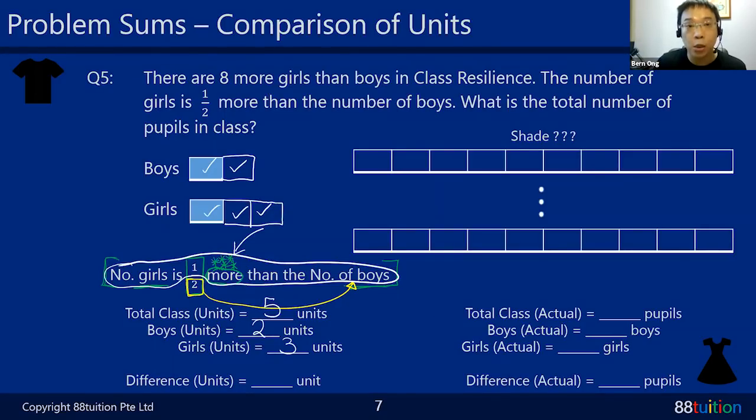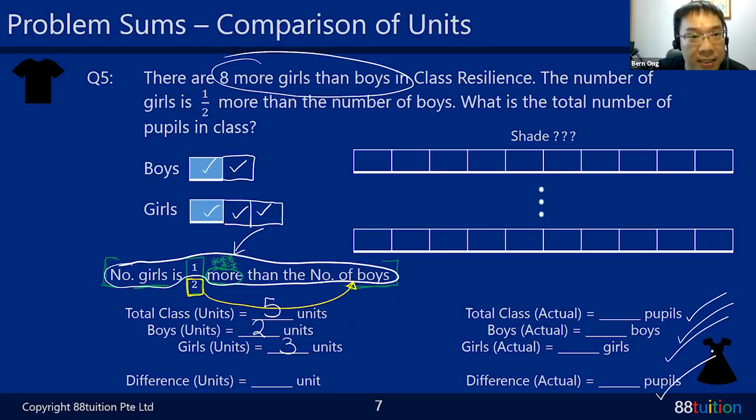Let's finish it. What's the clue? The clue is there are 8 more girls than boys. What is this 8? Is it the total? Is it the boys? Is it the girls? Or is it the differences? This 8 more represents the differences. So once again, the clue may come anywhere. The clue may give you the differences, then you must be able to see the linkage. The clue may give you the total, then you must be able to compare total with total.